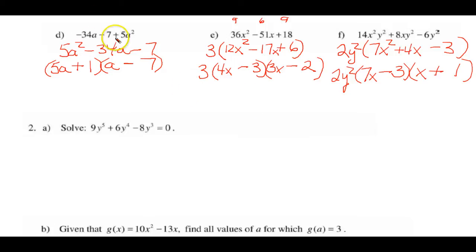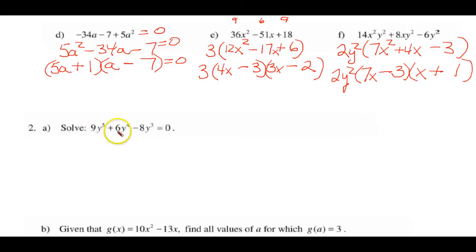Now, none of these up here were equations, but we could have made them into equations just by adding a 0. And then they would be solved by using the property of the factors of 0. All right, so here we are asked to solve this equation.